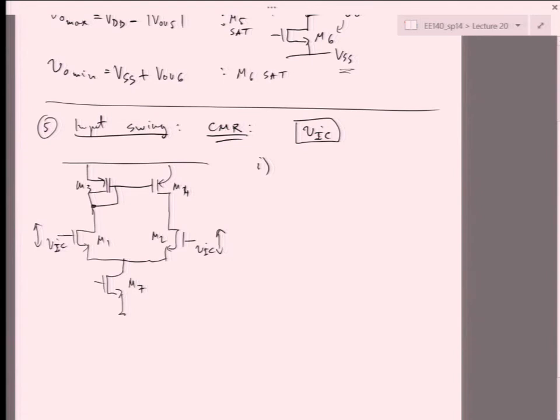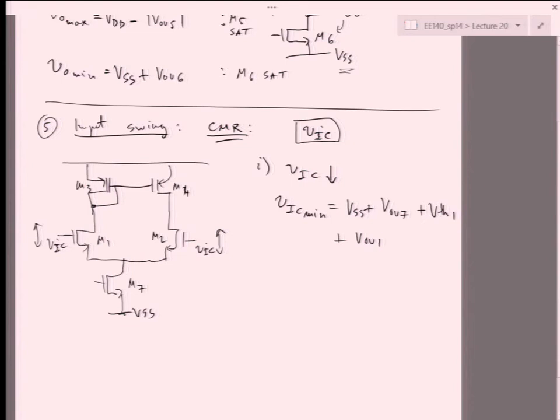What happens if I start going too low? So if VIC goes low, what is VIC min? Okay, it's VSS plus VOV7 plus VTH1 plus VOV1. Right? VTH1 plus VOV1 is just the VGS on this transistor over here.